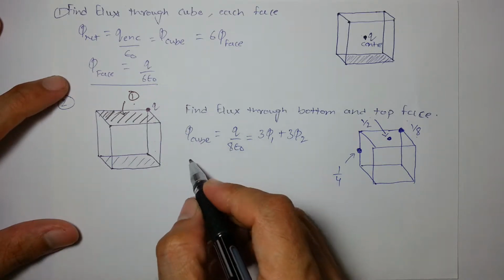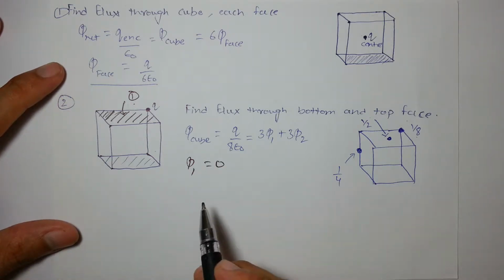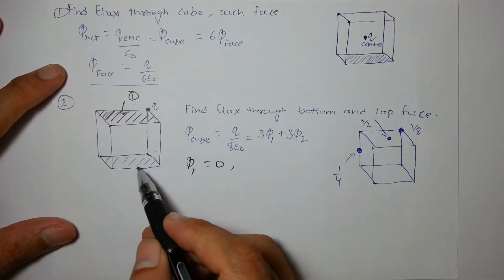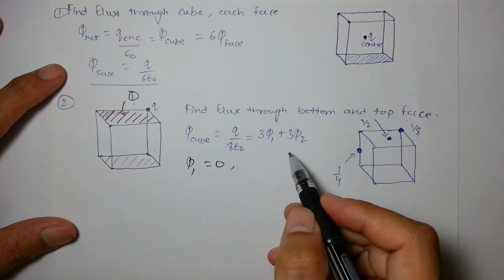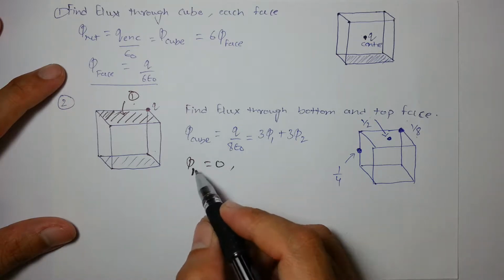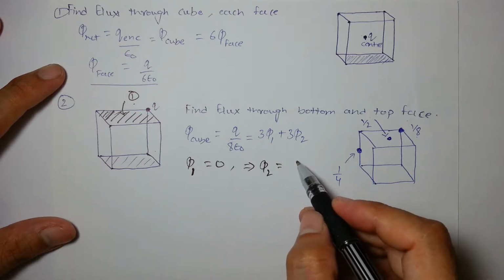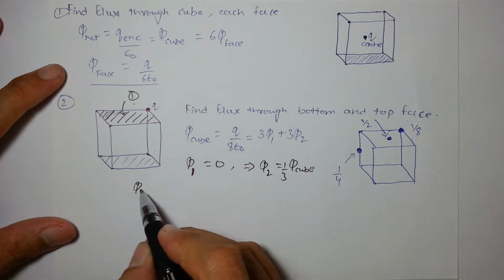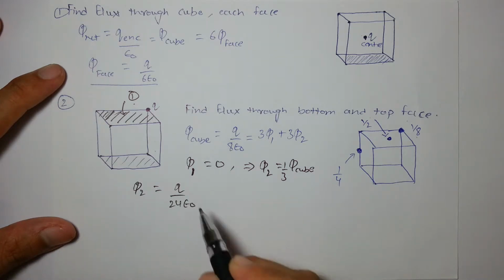Okay, flux through type 1 faces will be 0, and flux through type 2 faces, which are the bottom, left side face and the front face, will share equal flux. So we can say as flux through type 1 faces is 0, flux through type 2 will be 1/3 of the flux of the cube. So flux through 2 is nothing but q by 24 epsilon naught.